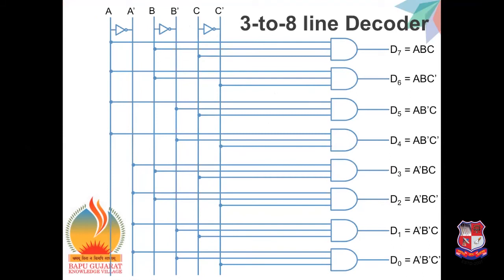So let's see the 3 to 8 line decoder. Here a total of 8 AND gates are required, one single AND gate for each output. The 3 inputs A, B, C, in different combinations, are provided to each AND gate, and based on the different input combinations it gives the outputs D0 to D7. The term related to each output is also written respectively from D0 to D7. So this is the logic diagram of the 3 to 8 line decoder.